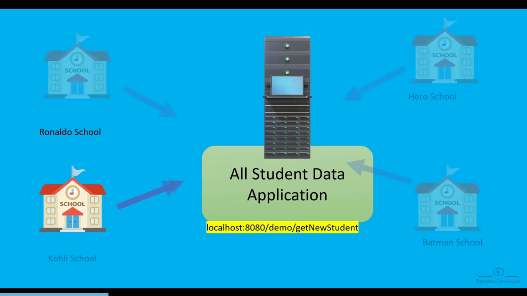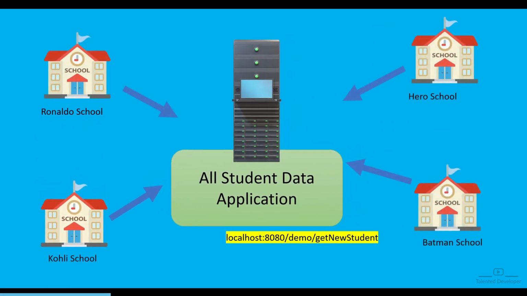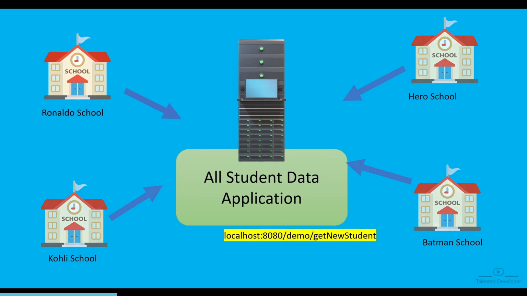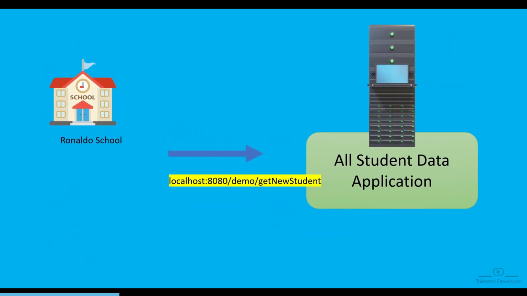Using the same approach, all the different schools will also try to find whether any student of their school has signed up into the all student data application or not. So Ronaldo school will call the get new student API and try to find whether any student has signed up or not. They will keep calling. Maybe within 1 minute they will call 5 times. Sometimes they will get the data, sometimes they will not, but the maximum chance is that they will not get the data, and they will keep calling the get new student API.